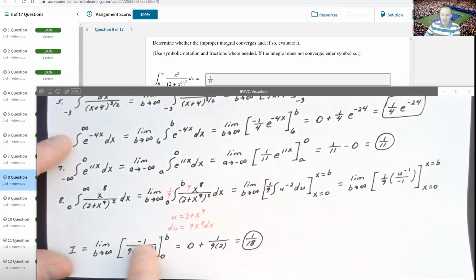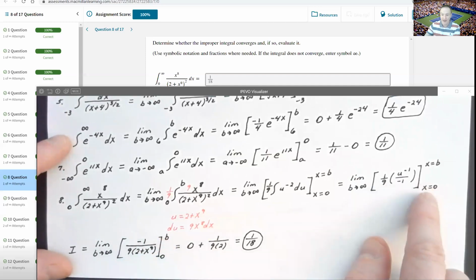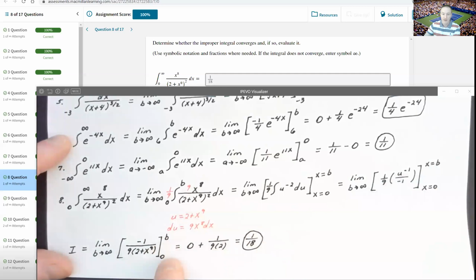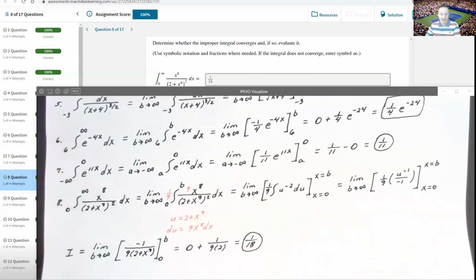Now that that's back in terms of x, I don't need to put that x equals 0 to x equals b. It's implied to be x equals 0 to x equals b. So now when I evaluate from 0 to b, you plug in the b, your denominator is going to go to infinity. That means your fraction goes to 0. You plug in the 0 for the lower limit, you're going to get minus negative 1 plus 1 over 9 times 2. We get our 1/18 for that final answer there. Next question.